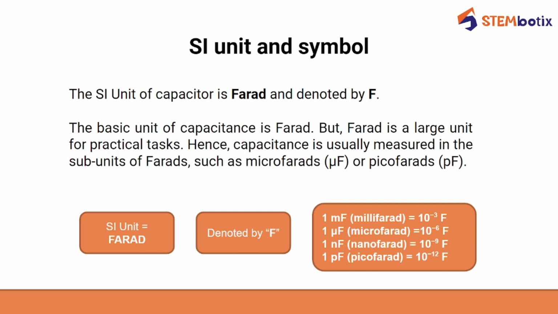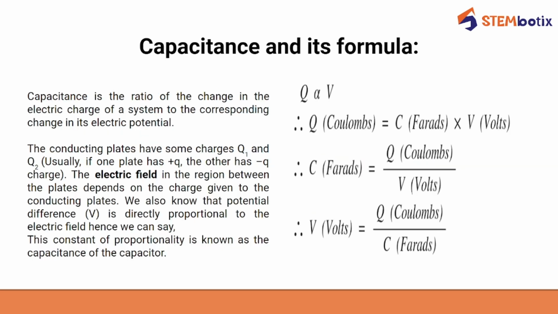Its SI unit and symbol. The SI unit of capacitance is farad, denoted by capital F. The basic unit of capacitance is farad, but farad is a large unit, hence practical capacitors are also measured in millifarad, which equals 10 raised to minus 3 farad, microfarad, which equals 10 to the minus 6 farad, nanofarad, which is 10 to the minus 9 farad, and picofarad, which denotes 10 to the minus 12 farad. So the SI unit is farad, denoted by capital F.